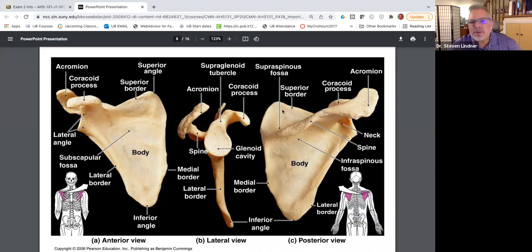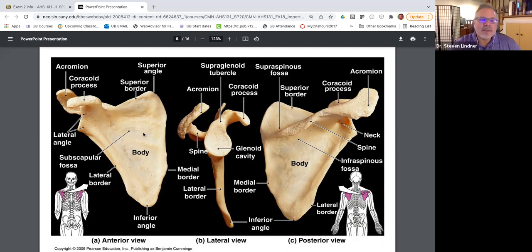So the supraspinous fossa is the origin for a muscle called the supraspinatus. The supraspinatus originates on the supraspinous fossa. And below it, on the infraspinous fossa, is where the infraspinatus muscle originates. You have a supraspinatus muscle and an infraspinatus muscle. They originate on their corresponding fossas. That's pretty direct and straightforward.